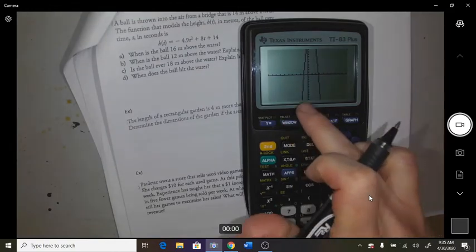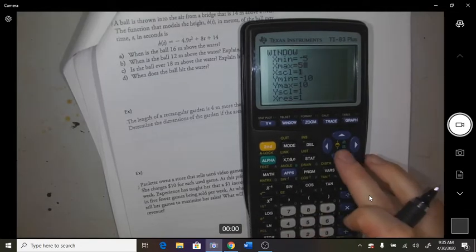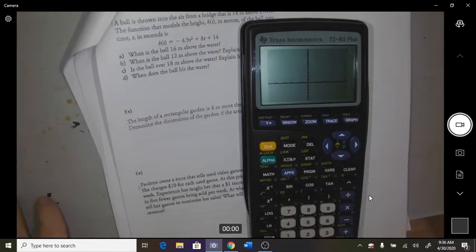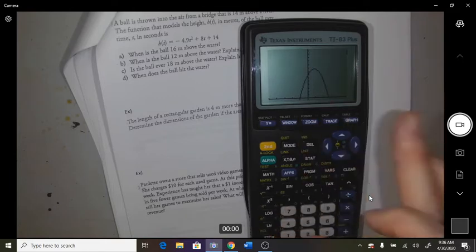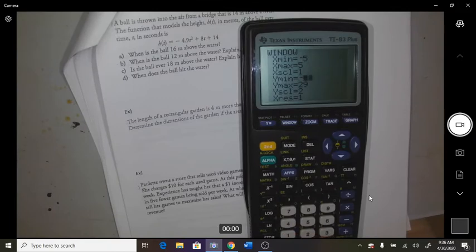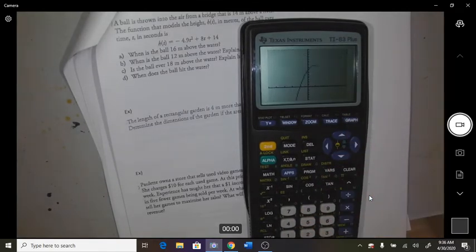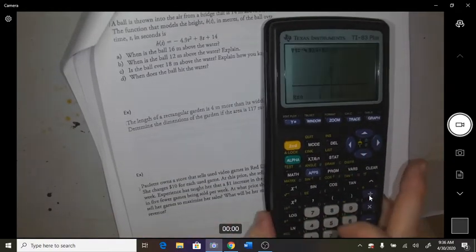So we need not as much x and we need higher y again. So I'm just going to go negative 5 to 5. Let's go 20 and go up by 2's. And that looks pretty good, actually. I'm going to activate my trace. Oh, I didn't want to do that. Okay, activating my trace button. So there's the point 0, 14.